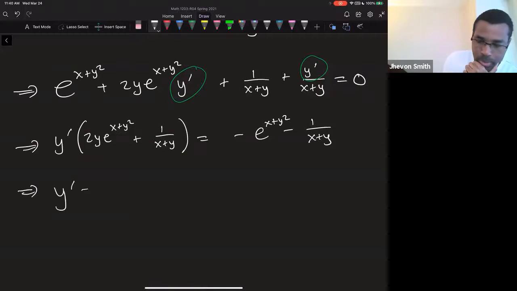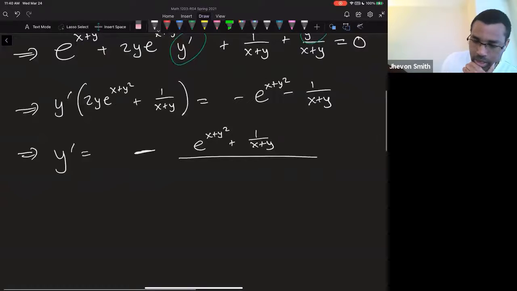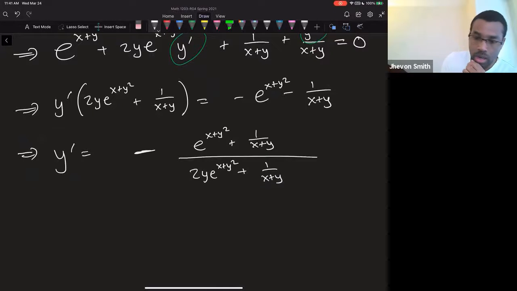So this means that my y prime is going to be minus e to the x plus y squared, and then minus everything here, divided by 2y e to the x plus y squared plus 1 over x plus y. And of course, we can simplify this a little bit by multiplying by x plus y over x plus y.